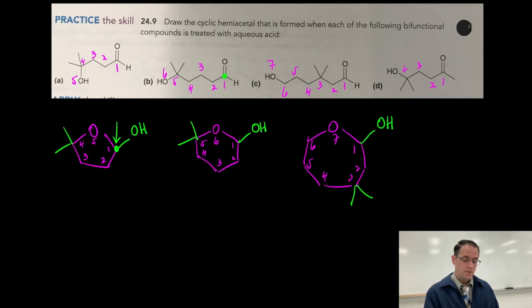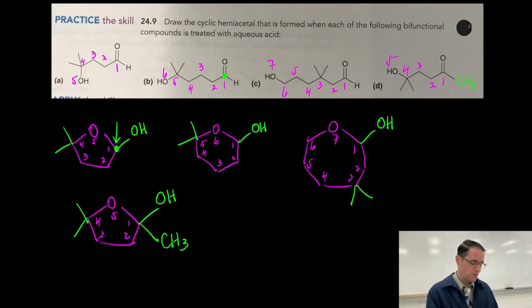1, 2, 3, 4. The oxygen is the 5th member, so we're going to draw a 5-membered ring. Go ahead and number this. Okay. Carbon 1, we're going to have the hydroxyl group. Okay. And carbon 1 also has a methyl group here. Okay, there's a CH3. That line means a CH3, so I'm going to add that CH3 here. Carbon 4 has 2 methyl groups. Okay, so that's how I would do this problem.